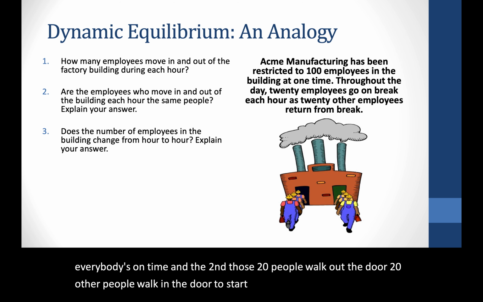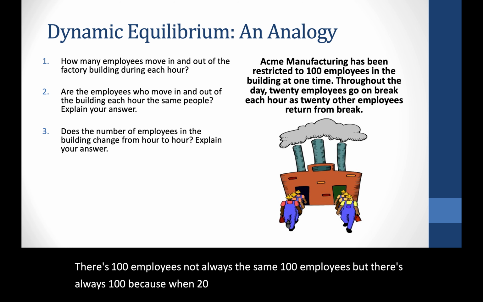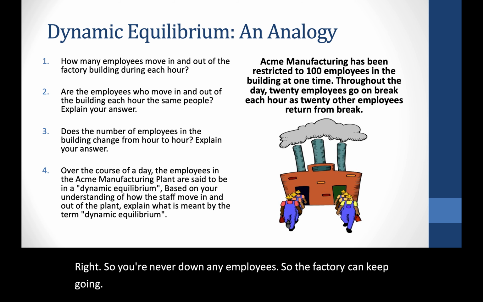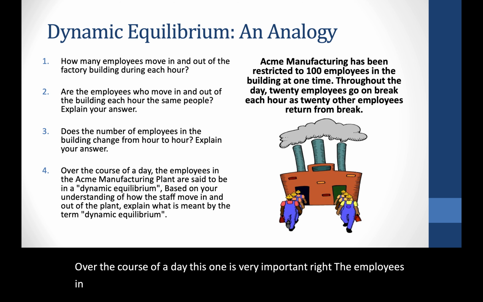So at any given moment, there's 100 employees, not always the same 100 employees, but there's always 100 because when 20 leave, 20 enter, right? So you're never down any employees. So the factory can keep going. Now, over the course of a day, this one's very important, right? The employees in the manufacturing plant are said to be in a dynamic equilibrium.